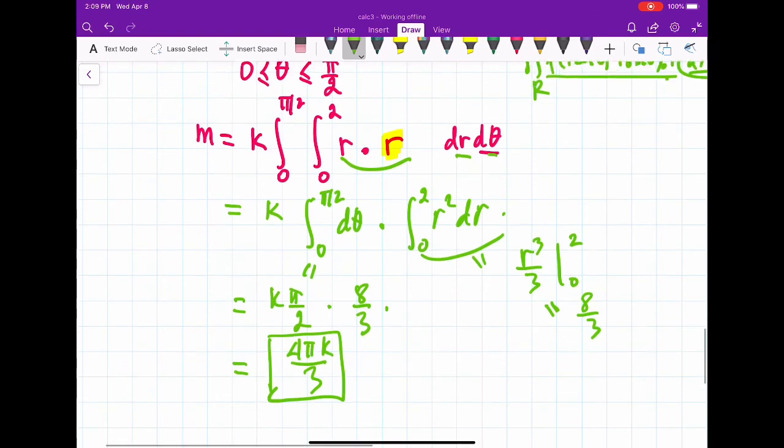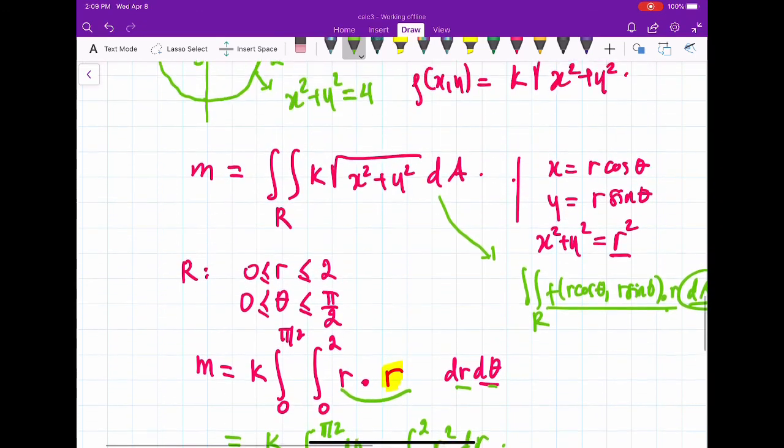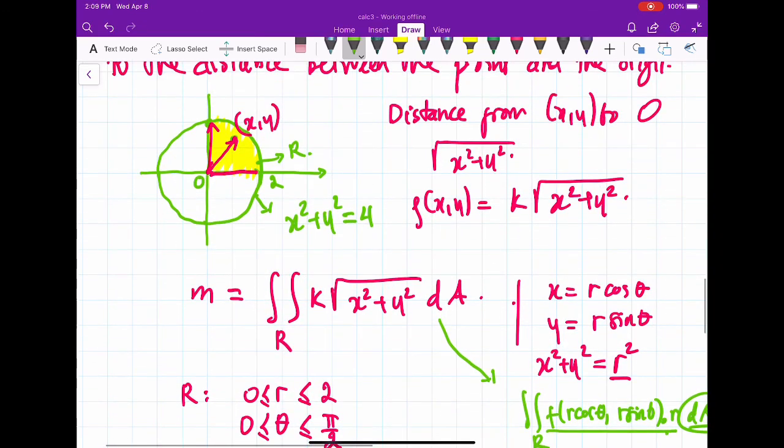This is how we can use polar coordinates to find the mass. It really depends on the region of integration. Don't forget about it.